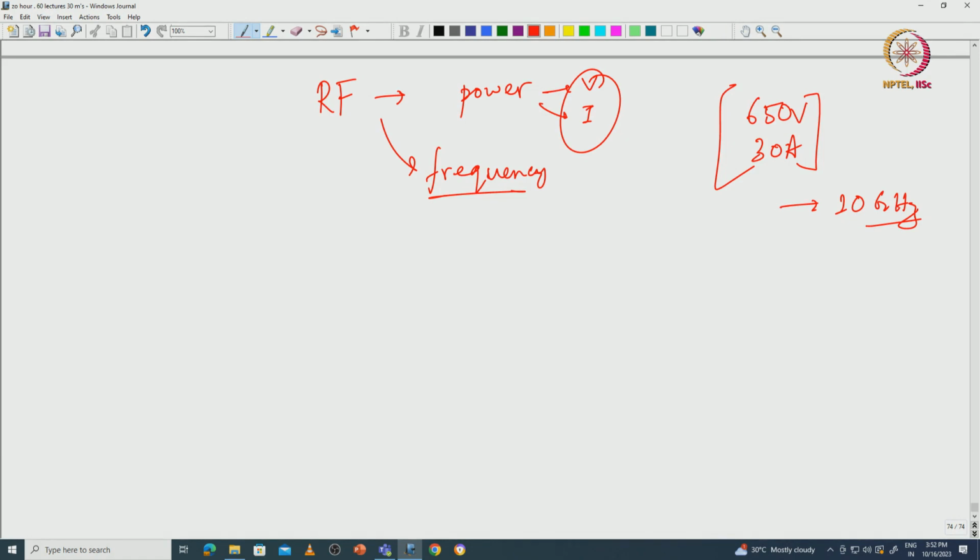The frequency has to be the desired RF frequency, and within that constraint, what is the voltage and current you can get. Okay. So, this brings me to this important figure called the Johnson figure of merit.